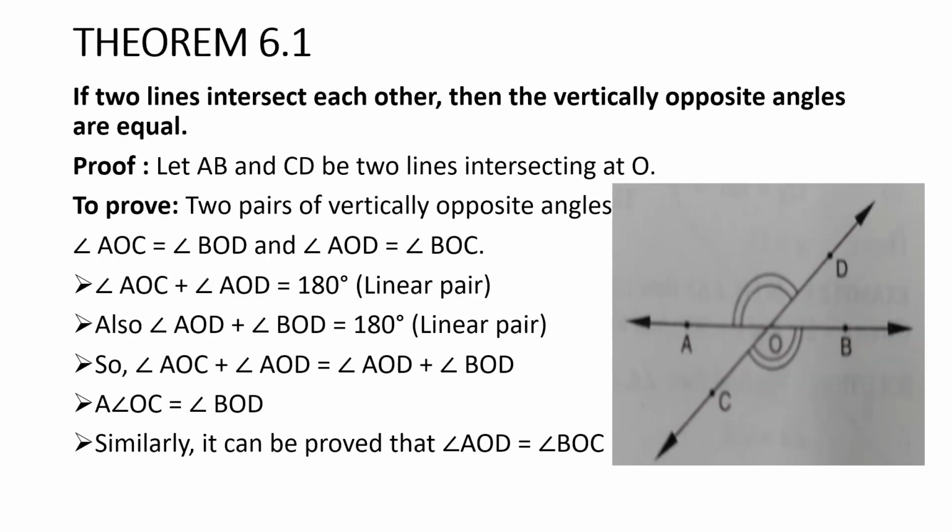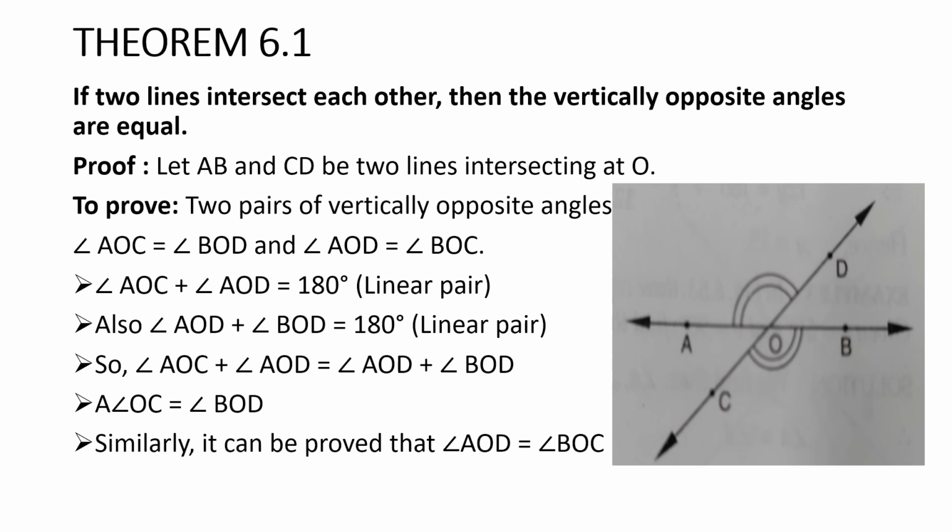Now we are going to prove Theorem 6.1, which says that if two lines intersect each other, then vertically opposite angles are equal. Let us see the proof. We have two lines AB and CD which are intersecting at O. We have to prove that two pairs of vertically opposite angles are equal, meaning angle AOC should be equal to angle BOD, and angle AOD should be equal to angle BOC.